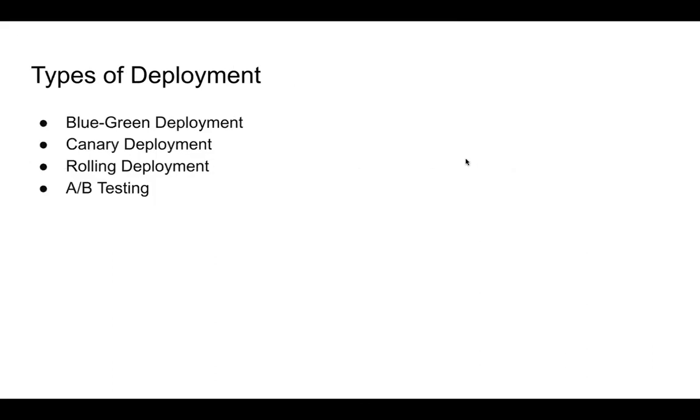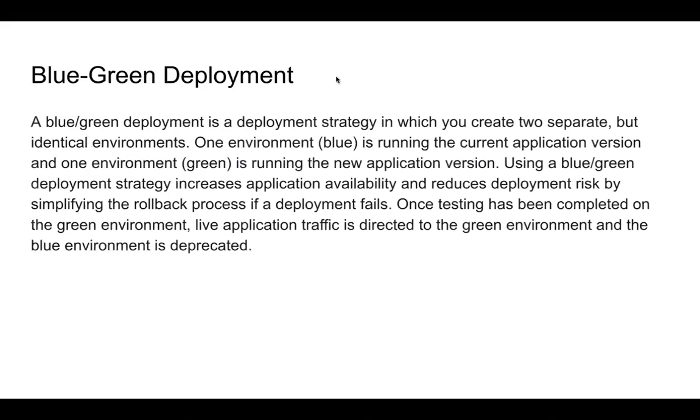So, types of deployment. The first one we have is blue-green deployment, canary deployment, rolling deployment, and A/B testing. If we move into what they actually look like, the first is blue-green deployment.